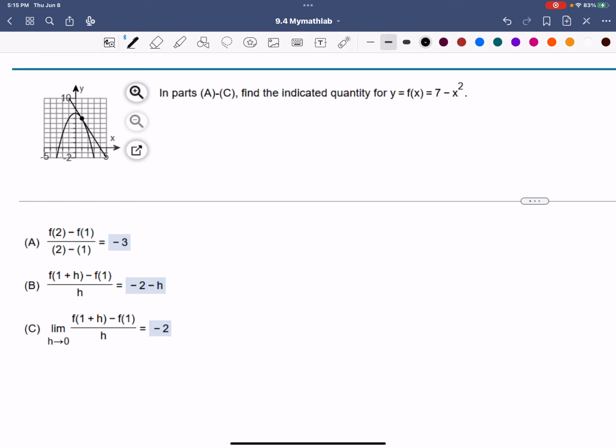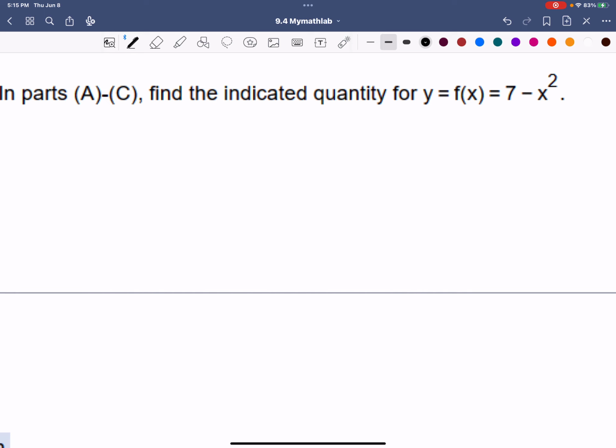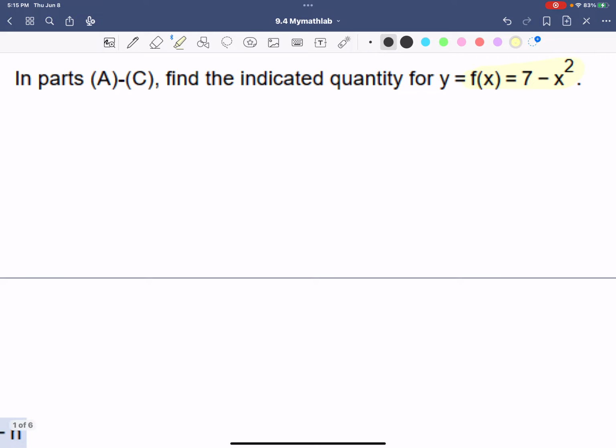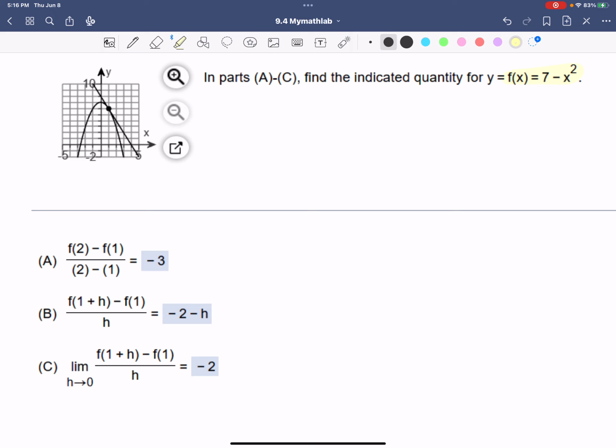It says in parts A through C, find the indicated quantity for y equals f of x, which is equal to 7 minus x squared. So here my f of x is 7 minus x squared. All right, let's see what they want. So here is my function, and here is the tangent. We're going to talk about tangents in a minute. The first thing they want us to find is f of 2 minus f of 1, over 2 minus 1.